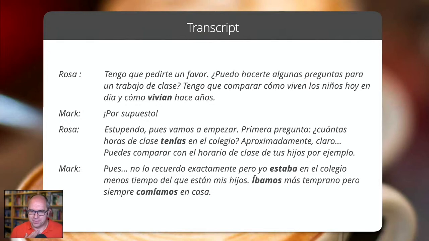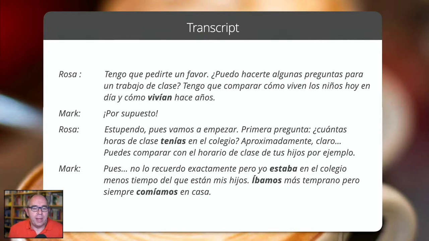Tengo que comparar cómo viven los niños hoy en día y cómo vivían hace años. So I've got to compare how young people or children live nowadays and how they used to live hace años, years ago. So there we've got a used to do something. The vivían, from vivir, the verb to live. And of course it's an IR verb and it's ending in ían, because that's the formation of it. So I say, por supuesto, of course.